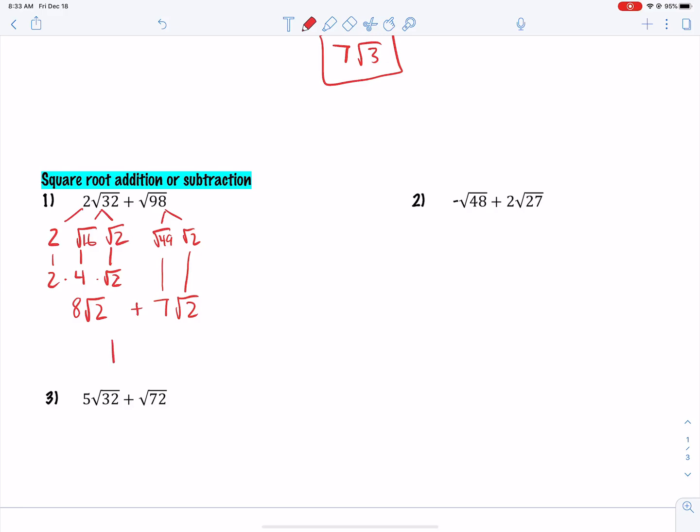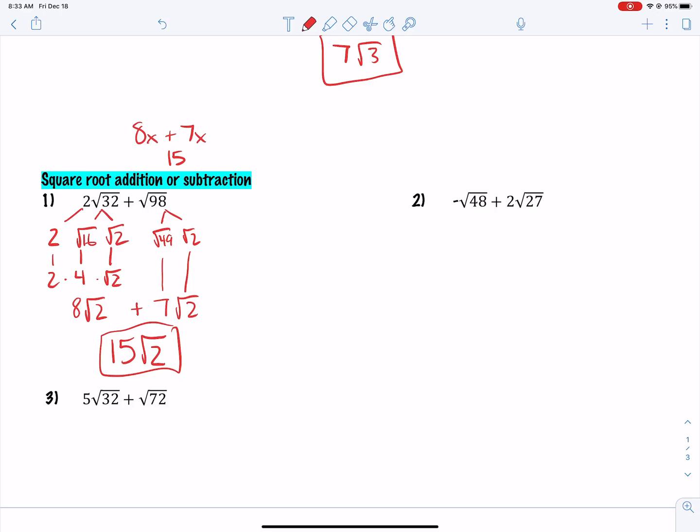So whenever you do that, you just add the numbers in front and keep the radical the same when you're adding. Think of the radicals as a variable. It'd be like 8x plus 7x, that's 15x. Here, x is just radical 2. So you're just adding the number in front. Okay? All right, let's do the next one.